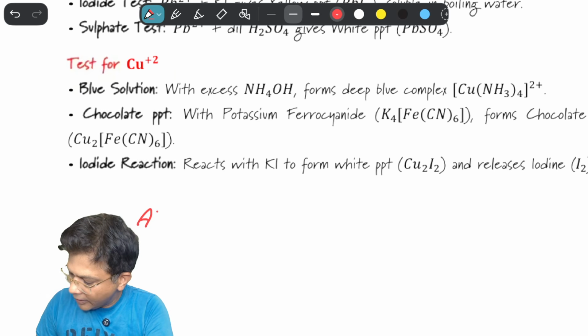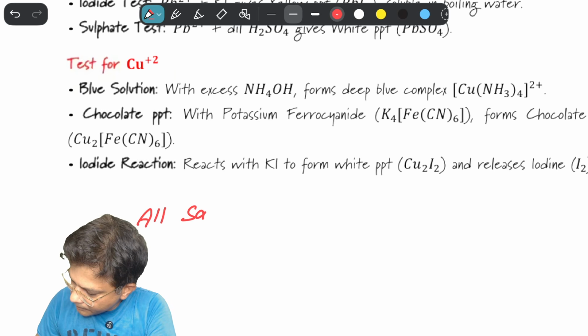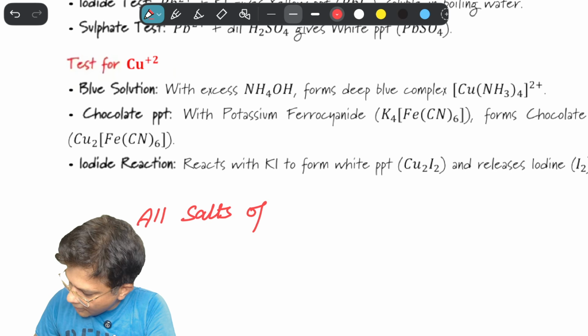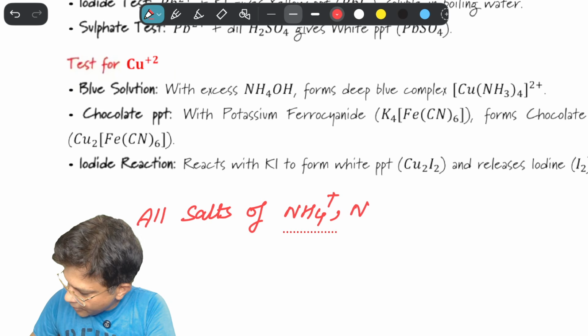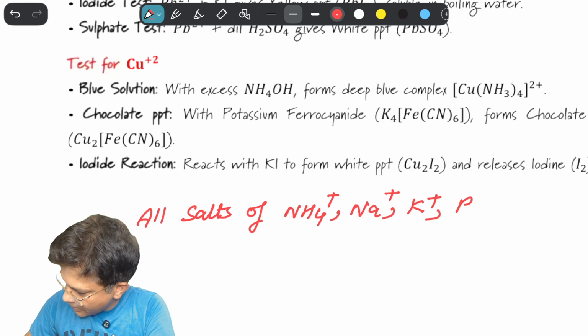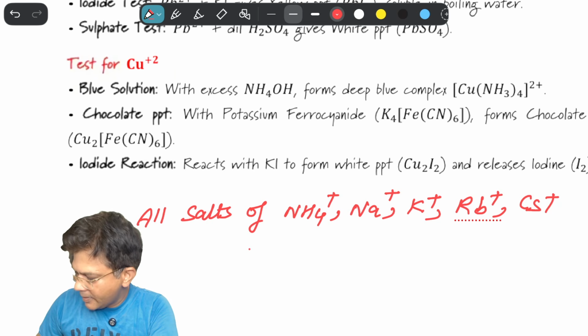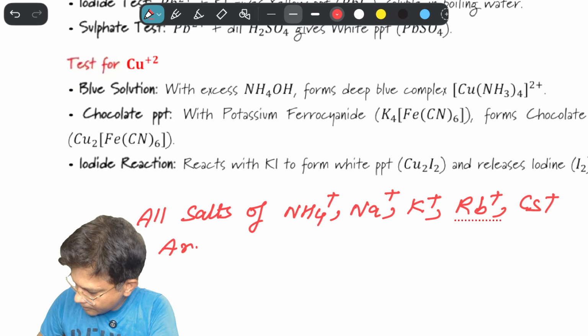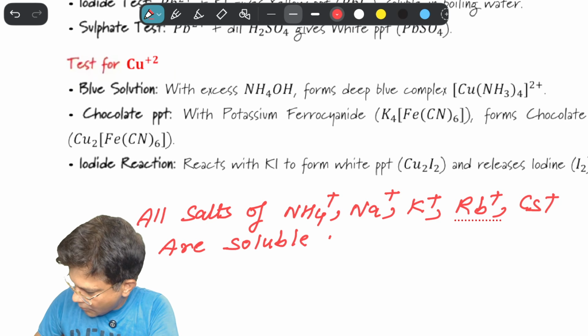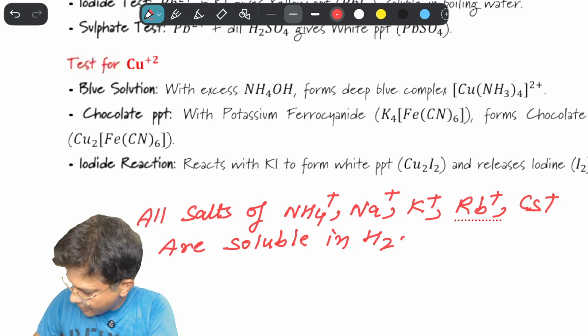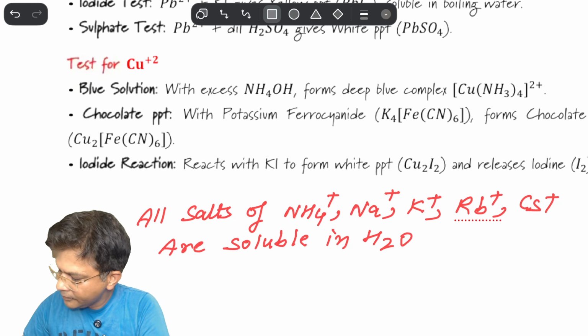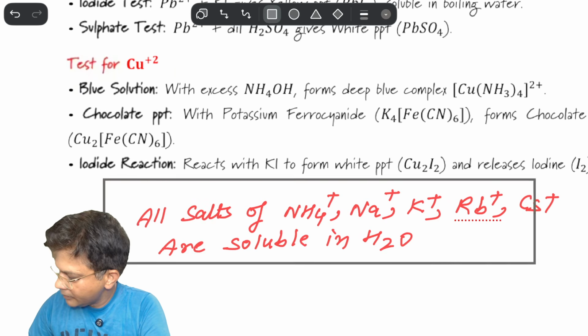Okay, so what I was telling you: all salts of ammonium, sodium, potassium, rubidium, and cesium are soluble in water. Remember that. Always keep it in your brain, then only you can understand. This is solubility.